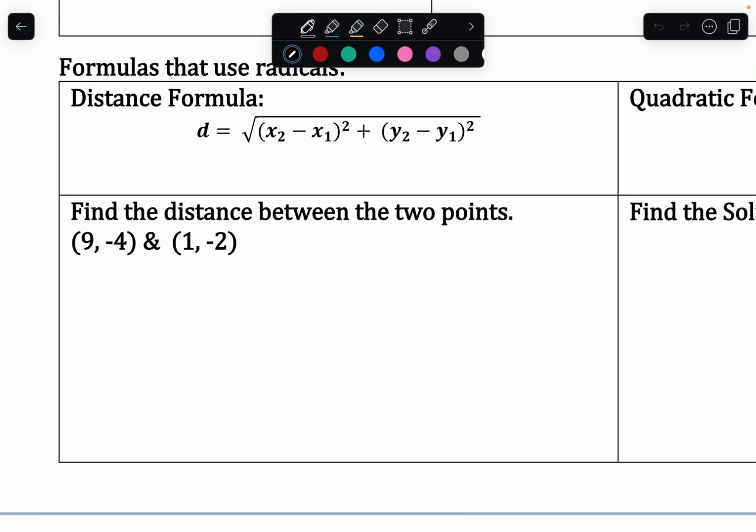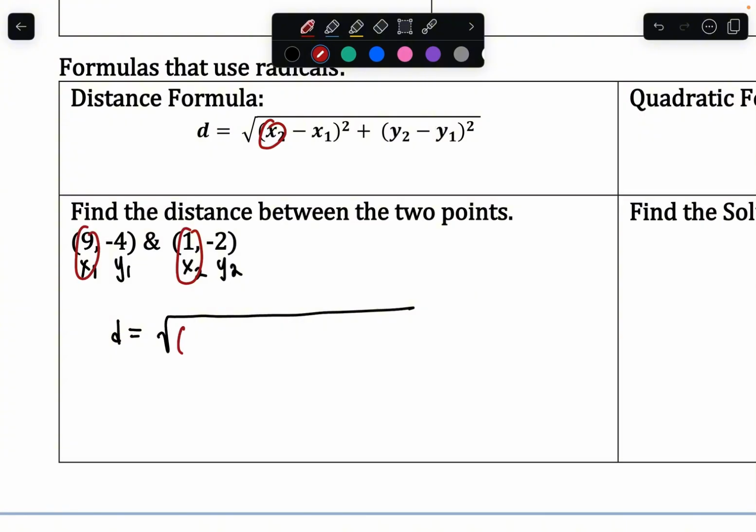So it says find the distance between these points. So this will be my x1, y1, x2, y2. Okay, and so in my formula, I have x2 minus x1. So I'm going to have 1 minus 9 squared. And then I have a plus sign, and then I have y2 minus y1, which is negative 4 squared.